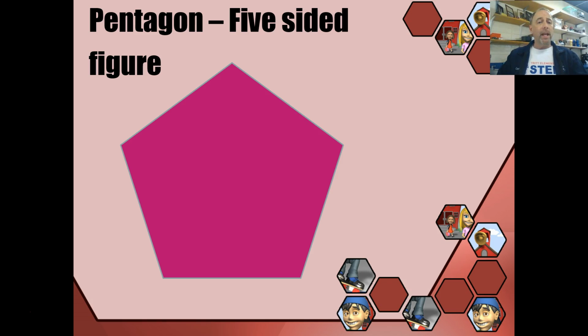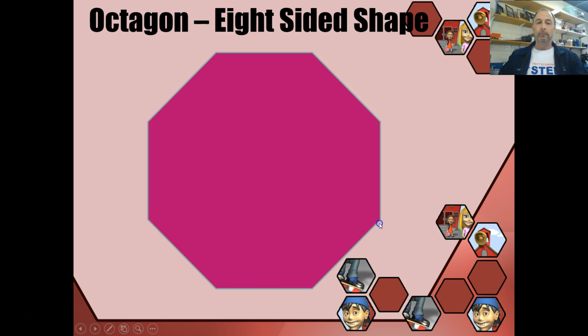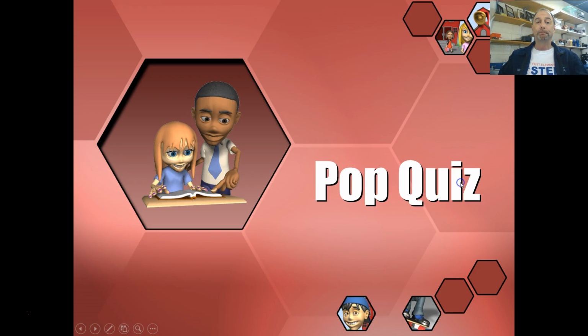A pentagon, a 5-sided figure. 1 side, 2 sides, 3 sides, 4 sides, 5 sides. Penta, meaning 5. A hexagon, hexa meaning 6, and 6 sides, 1, 2, 3, 4, 5, 6. And then, of course, an octagon, octa, like octopus, an 8-sided shape.